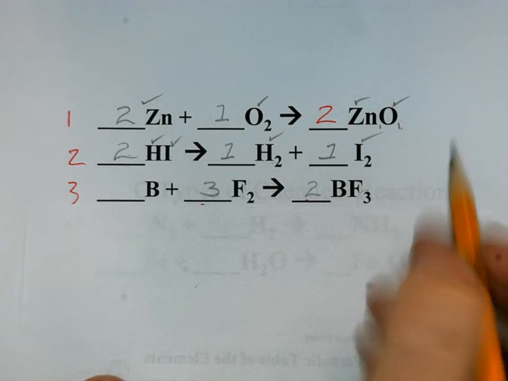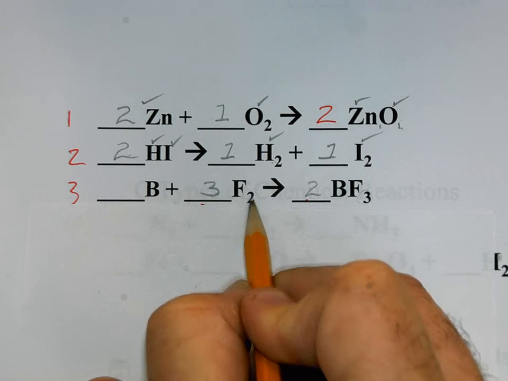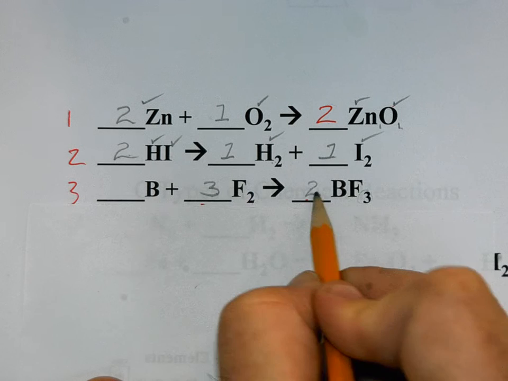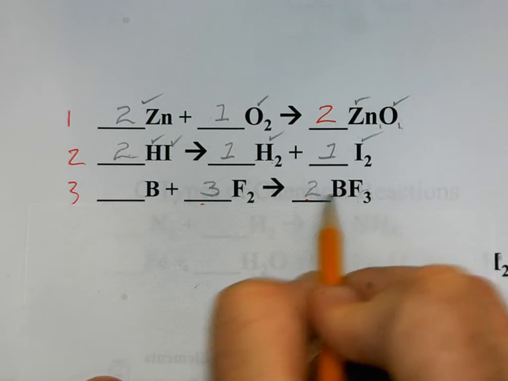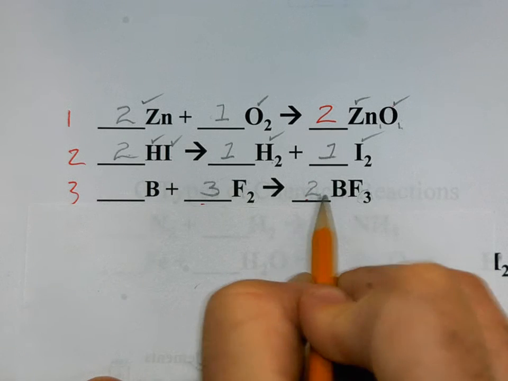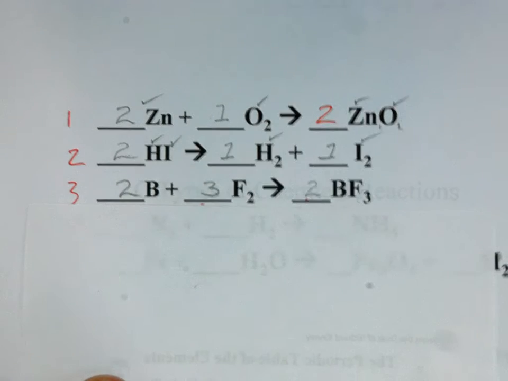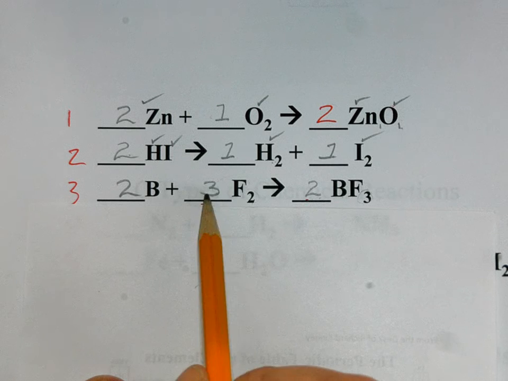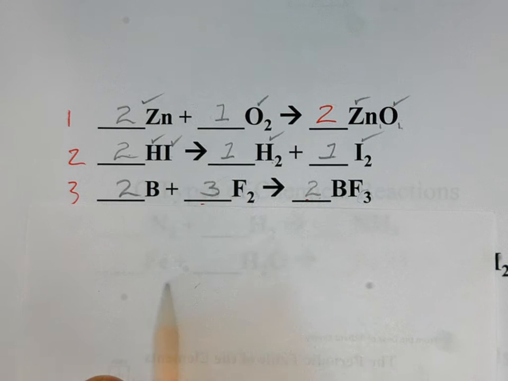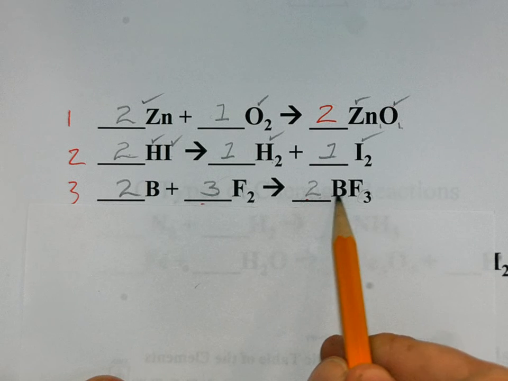So let's see here. Oh, now I'm taking a look at this. 3 times 2 is 6 fluorines. 2 times 3 is 6 fluorines. We're looking good so far. The borons don't match. Look, we got 2 borons here. We only have 1 boron there. Okay, well, for this reaction to occur, you'd have to have 2 atoms of boron plus 3 molecules of fluorine gas reacting to make 2 molecules of bromine trifluoride.